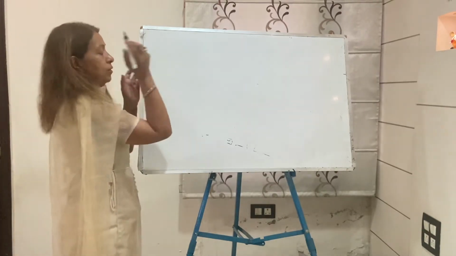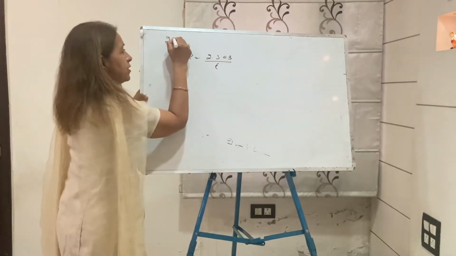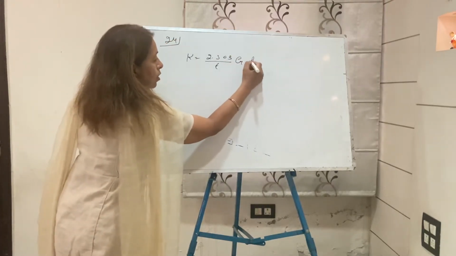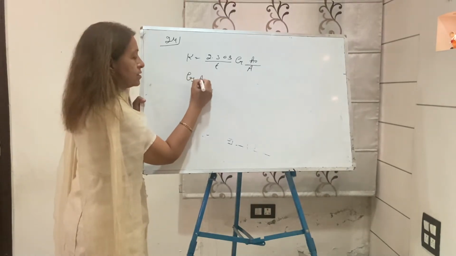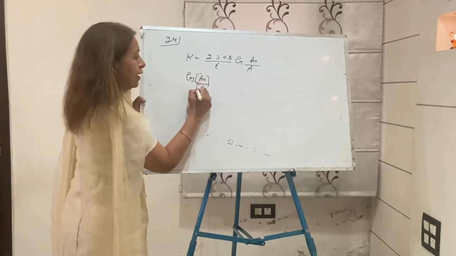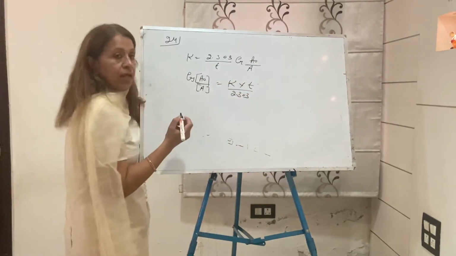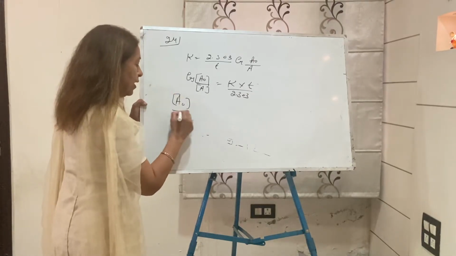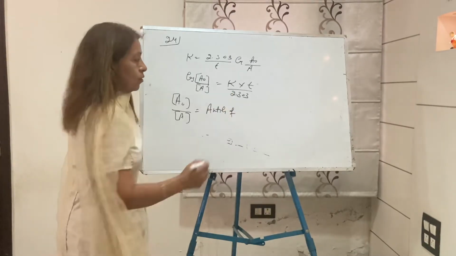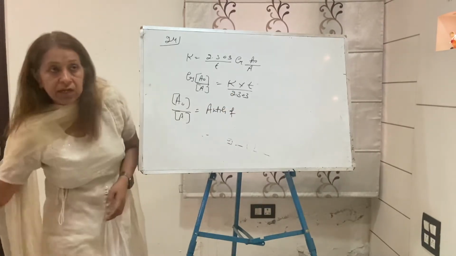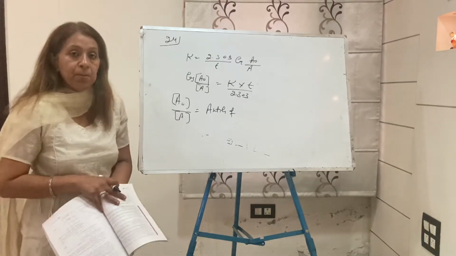Now, k is equal to 2.303 by t, log A naught by A. I think you want to calculate A, so make it like this: log A naught by A is equal to k t by 2.303, making A naught by A equal to the antilog of that. What is the k given in the numerical? The k in the 24th numerical is 2 into 10 raised to power minus 2.